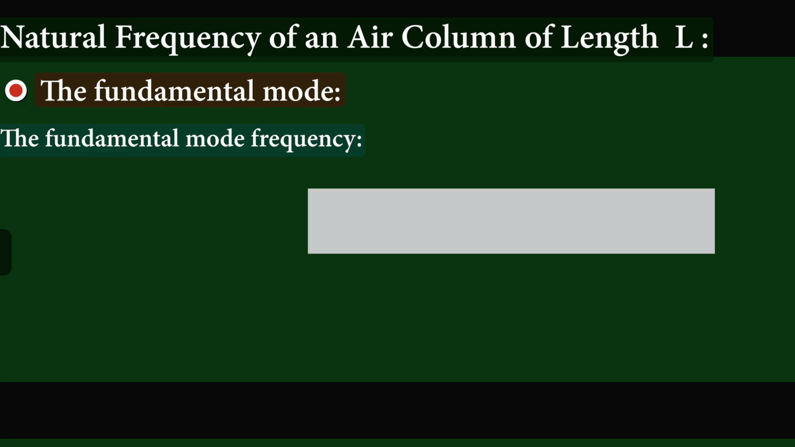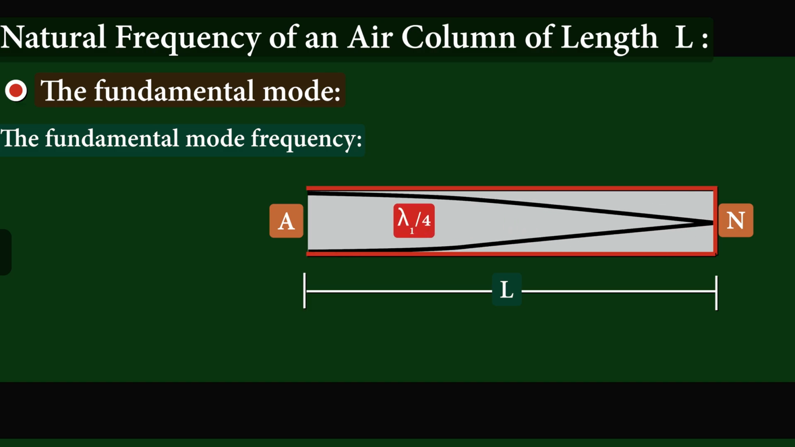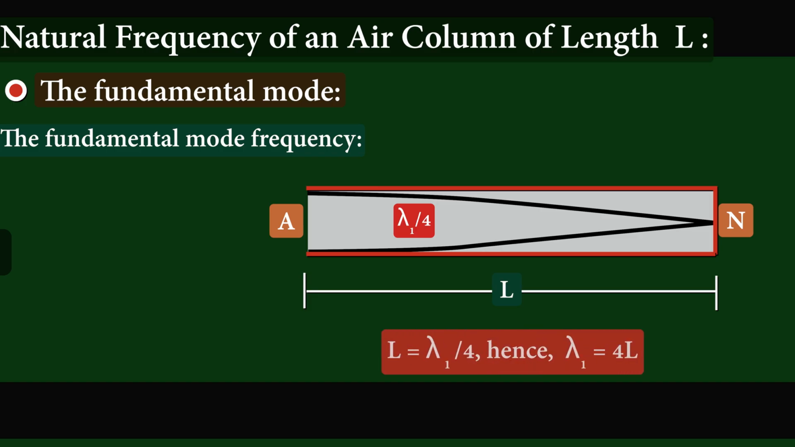Natural frequency of an air column of length L. For an air column with one end open and the other closed, the open end corresponds to an antinode, and the closed end corresponds to a node. In the fundamental mode, the air column has one node and one antinode, resulting in the maximum wavelength and the lowest frequency. From the figure, the length of the tube L is equal to 1/4 of the wavelength in the fundamental mode. Thus, the fundamental wavelength lambda is 4 times the length of the pipe, or lambda equals 4L.